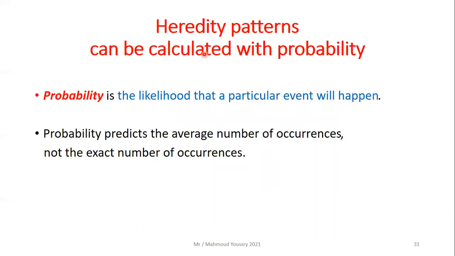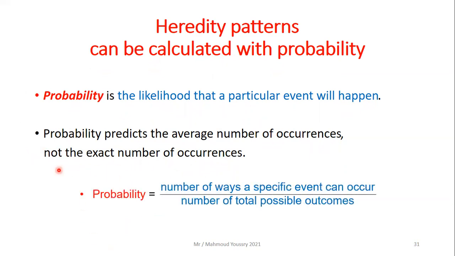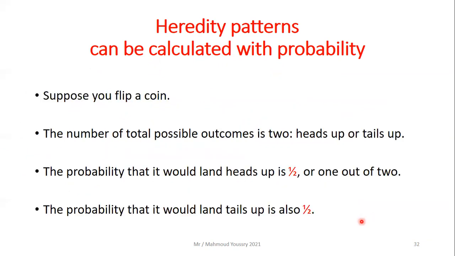Okay. Then heredity patterns can be calculated with probability. What is probability? It's the likelihood that a particular event will happen. Probability predicts the average number of occurrences, not the exact number of occurrences. So how can we calculate probability? It equals the number of ways a specific event can occur divided by the number of total possible outcomes.